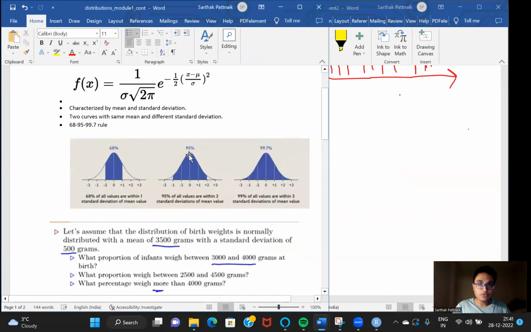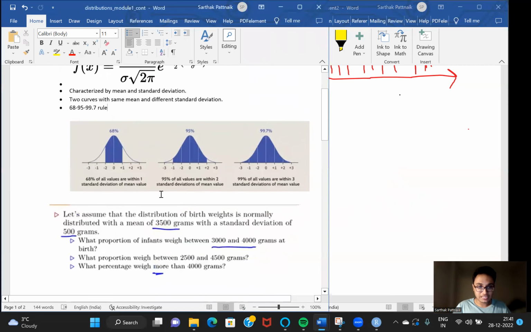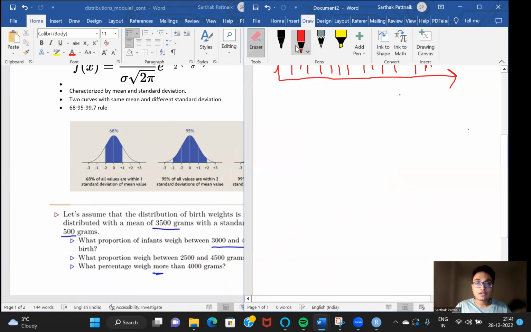Now we'll finish off this particular lecture with an example. Now, this is a sample question which we'll discuss in this video. The question says, let's assume that the distribution of the birth weight is normally distributed with a mean of 3,500 grams and with a standard deviation of 500 grams. So they have already given you the normal distribution.